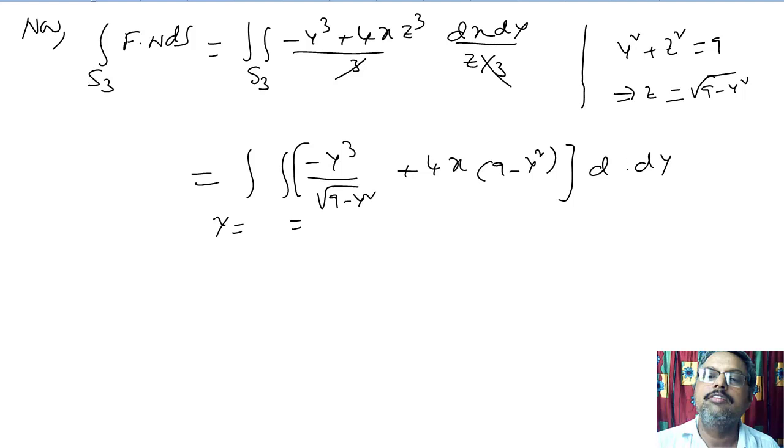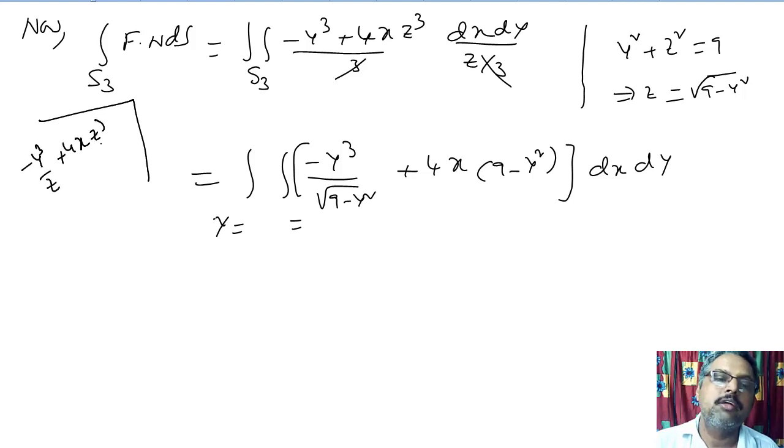Here, integration with respect to x and y. Very simple here, the calculation is very simple. I will write here minus y cube by z plus 4x z cube by z. Here z cancels, and you will get 4x z square. Z square is nothing but 9 minus y square, where z is root over this one.